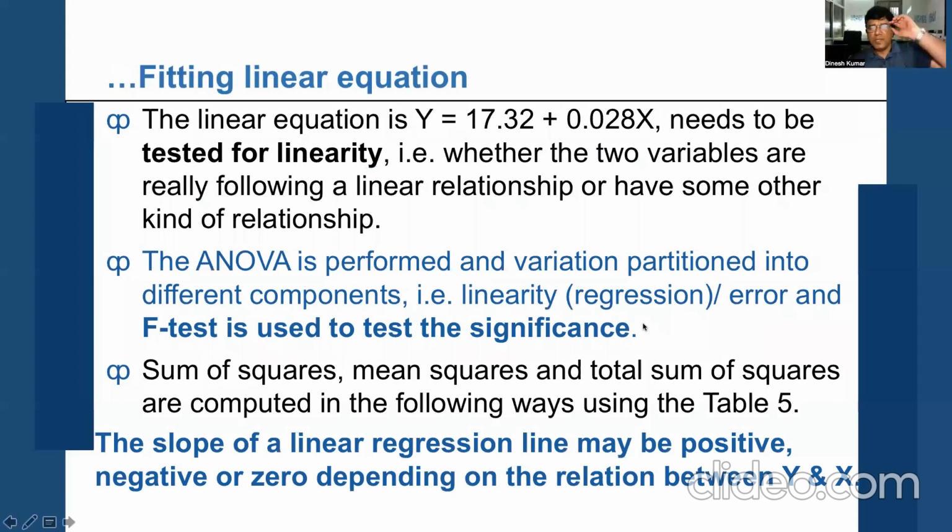So now you can see some details about this equation. The linear equation y is equal to, in place of a, you have put 17.32, in place of b, you put 0.028. So it needs to be tested for linearity. Now we want to test its linearity, whether it is a linear equation, meaning the rate of change is constant. So whether the two variables are really following a linear relationship or have some other kind of relationship. What we do here, we go for the F test. I'm repeatedly saying it. The ANOVA is performed.